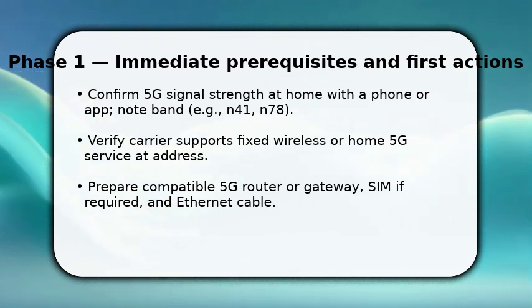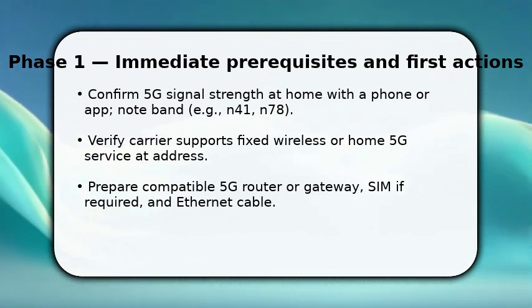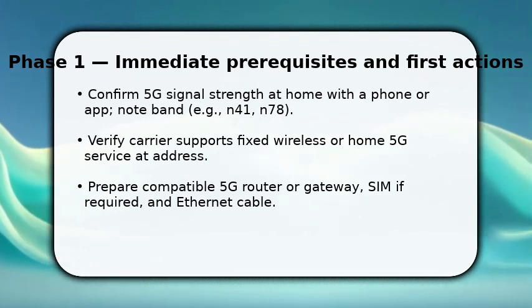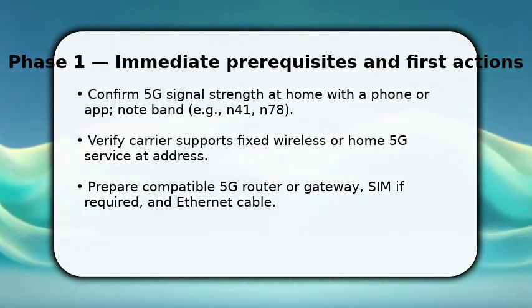Meanwhile, get a compatible 5G router or gateway, check firmware requirements, and have an Ethernet cable ready so you can swap hardware quickly. Next, install and optimize your antenna placement to maximize throughput.